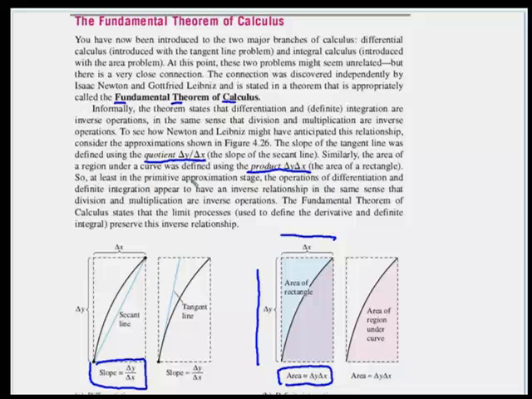So, at least in the primitive approximation stages, the operations of differentiation and definite integration appear to have an inverse relationship in the same sense that division and multiplication are inverse operations. The fundamental theorem of calculus states that the limit processes used to define the derivative and the definite integral preserve this inverse relationship.